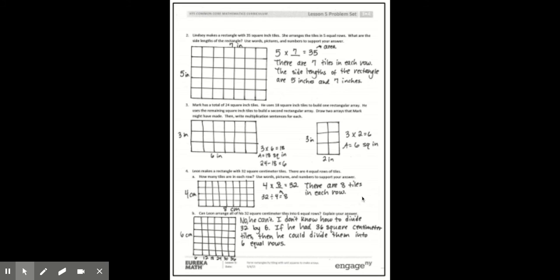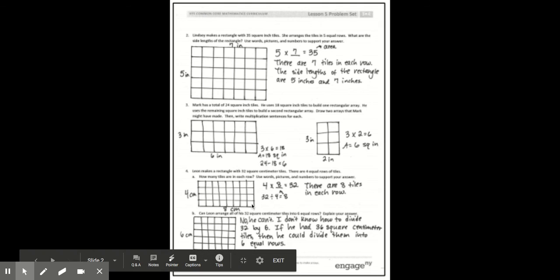On number 4, Leon makes a rectangle with 32 square centimeter tiles. There are 4 equal rows of tiles. So he's going to have 32 with 4 equal rows. How many tiles are in each row? Use words, pictures, and numbers to support your answer. So we know we're going to have 4 rows, 1, 2, 3, 4, and to get to 32. So it would be 4 times blank is 32.